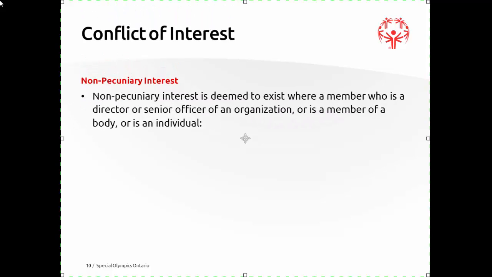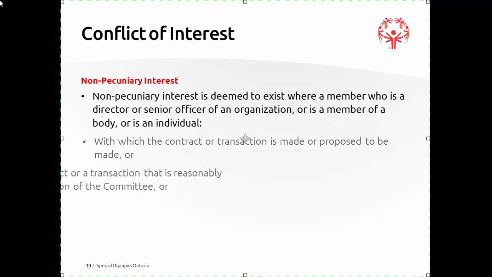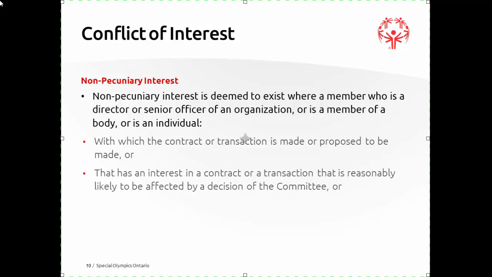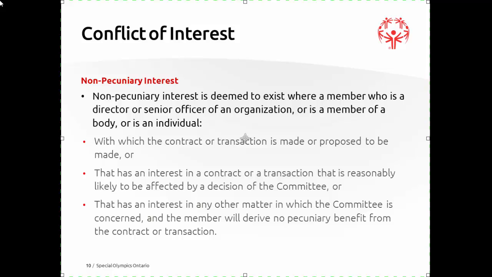Non-pecuniary interest. Non-pecuniary interest is deemed to exist where a member who is a director or senior officer of an organization, or is a member of a body or is an individual with which the contract or transaction is made or proposed to be made, that has an interest in a contract or a transaction that is reasonably likely to be affected by a decision of the committee, or that has an interest in any other matter in which the committee is concerned, and the member will derive no pecuniary benefit from the contract or transaction.